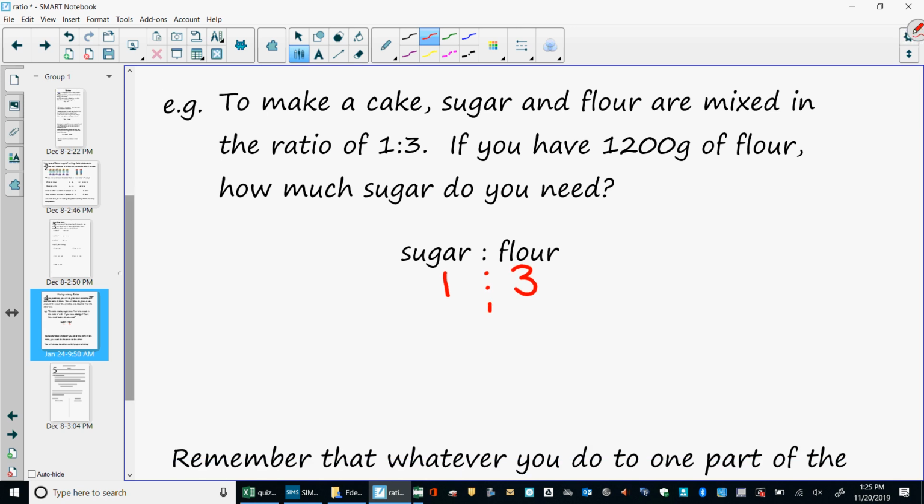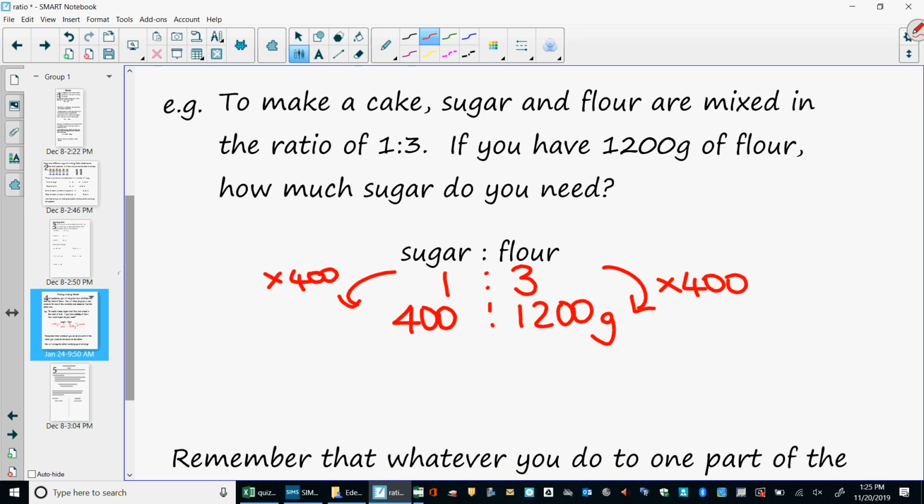Like goes with like. And then you would say, how did you get from 3 to 1,200? Times 400. You times by 400, then you have to do it on the other side as well. Because whatever you do to one side, you have to do to the other side, which equals 400.